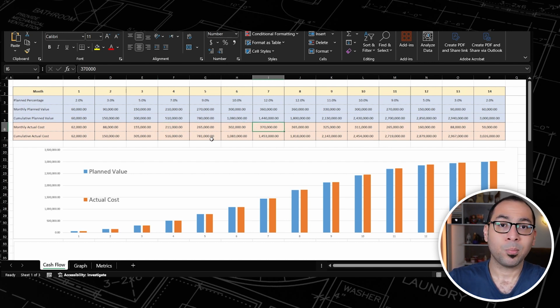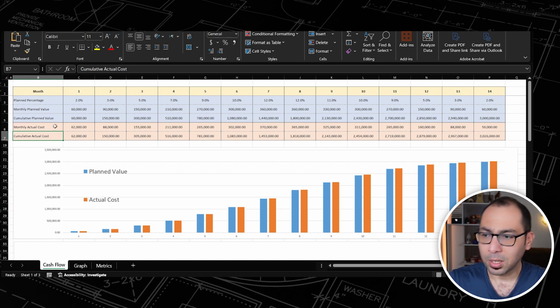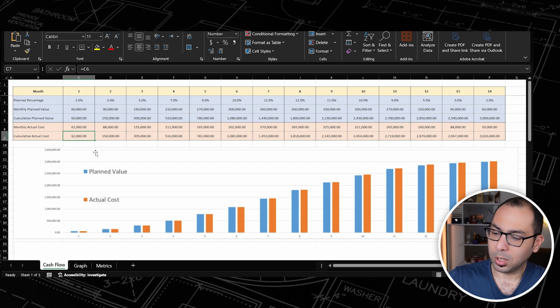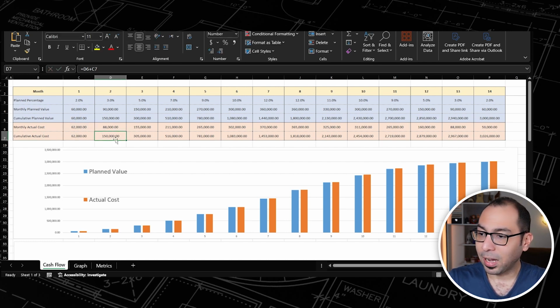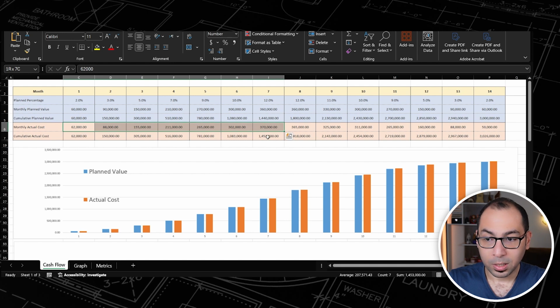And similarly, we need also the cumulative actual cost, which is similar to what we did here for the cumulative planned cost. So just the first cell here will be equal to this one. And here the cumulative actual cost by month number 2 will be the summation of these 2 numbers. Here, for example, for month number 7, it will be the summation of all these numbers.